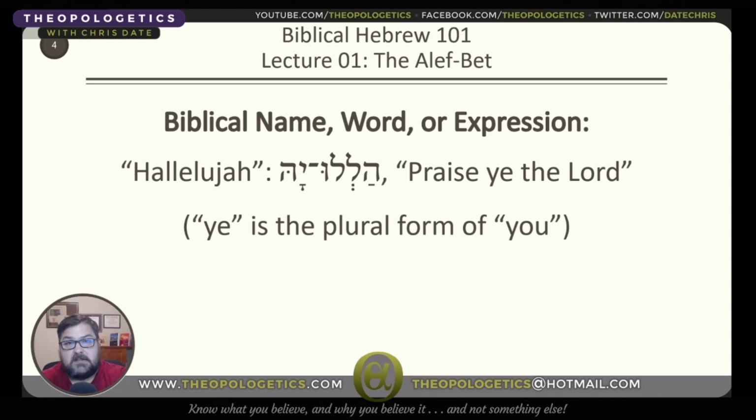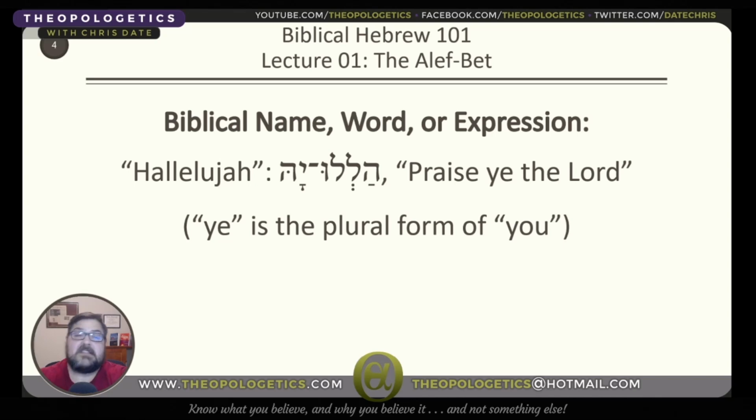So in this case, the English transliteration is hallelujah or alleluia, but that's a transliteration of the Hebrew phrase hallelujah, which is a command to a group of people to praise the Lord. So you might translate it, "praise ye the Lord," where ye is the plural of you. Or if you want to have an American Southern way of putting it, you could say, "y'all praise the Lord," or something like that. That's literally what hallelujah means.